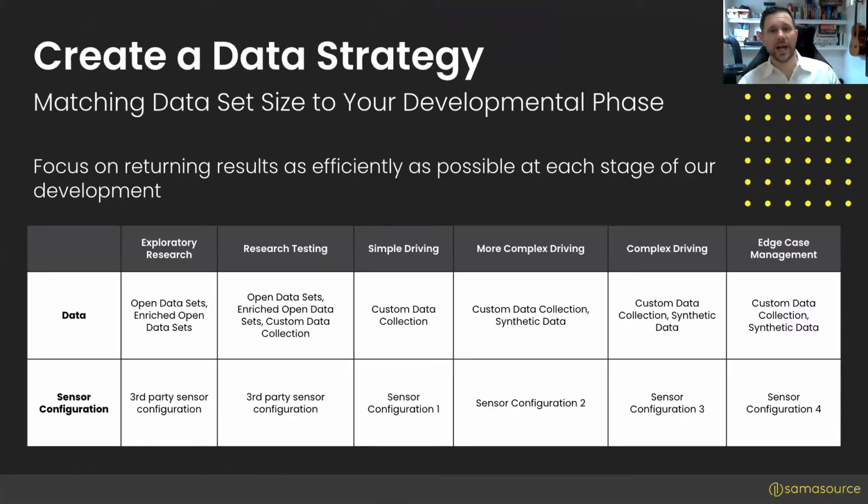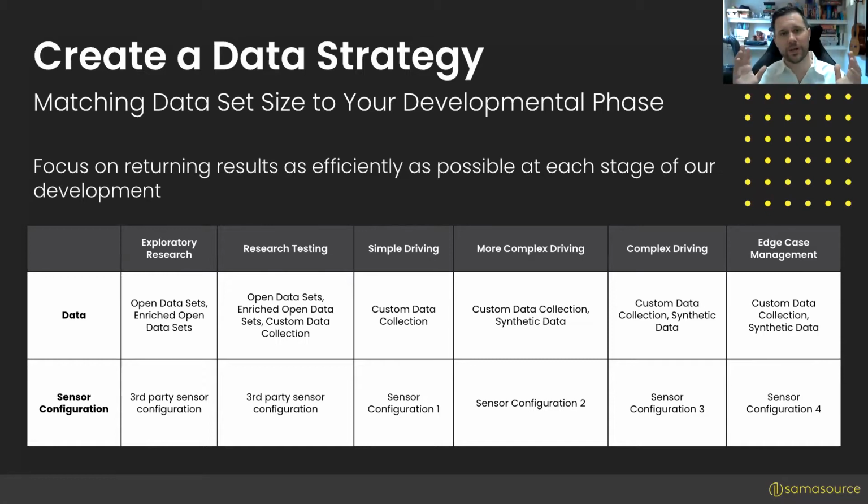So let's start with creating a data strategy. The key takeaway here is you want to match your data set size to your development size, so you want to return results as efficiently as possible at each stage. The real reason for this, and I show some of the data types here, is that early on in your development phase, you're going to change your sensor configuration many times throughout your development process. It's very highly likely. I'm yet to see an AV partner that had a sensor configuration at the very beginning that was the same when they were further along in the project.